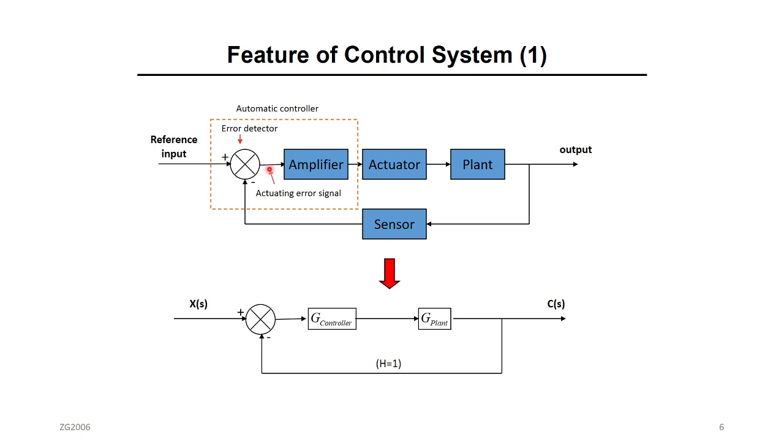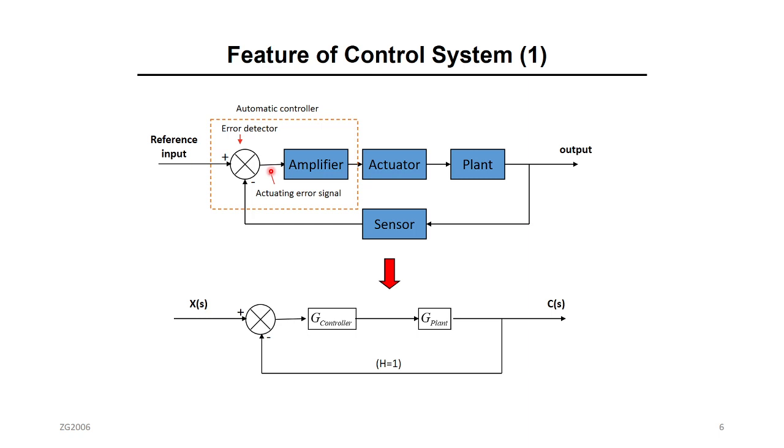And this signal will always be the error signal. Why is this always the error signal? Because this signal is equal to the reference input minus the actual output from the sensor. The sensor measures exactly how much the output is in order to measure the error. So we always start from the error signal.